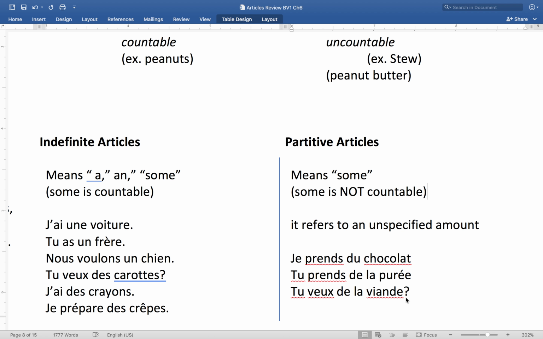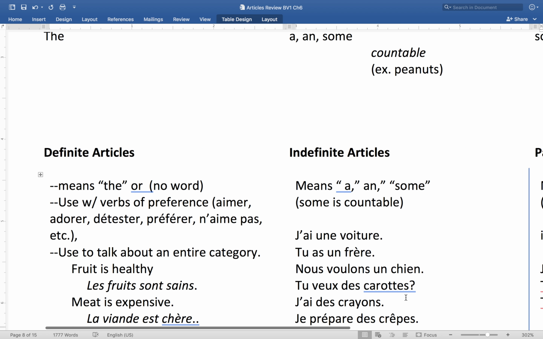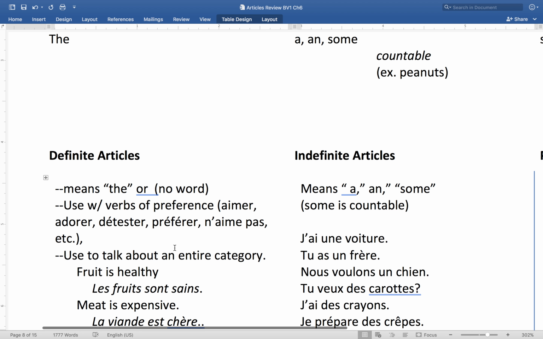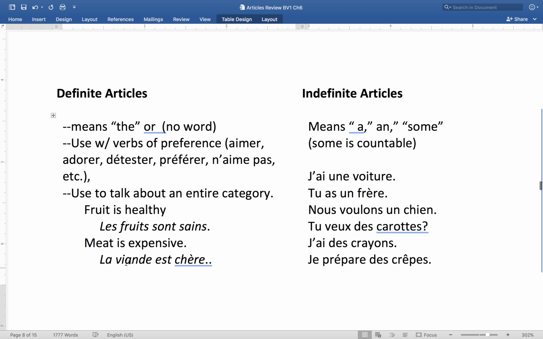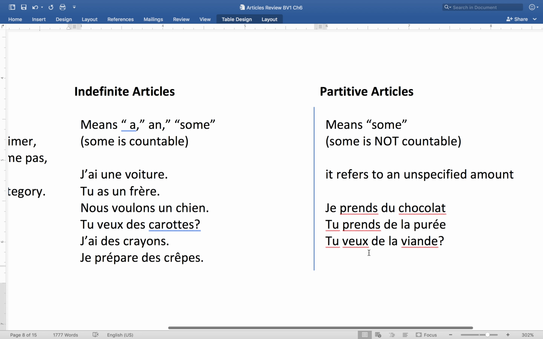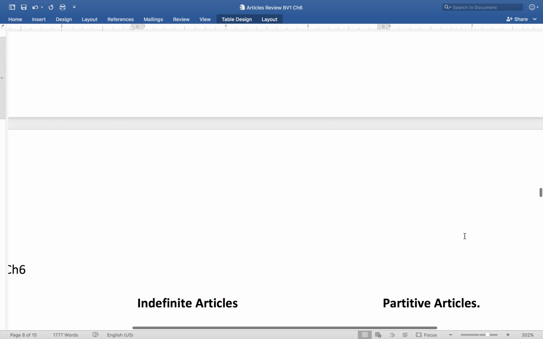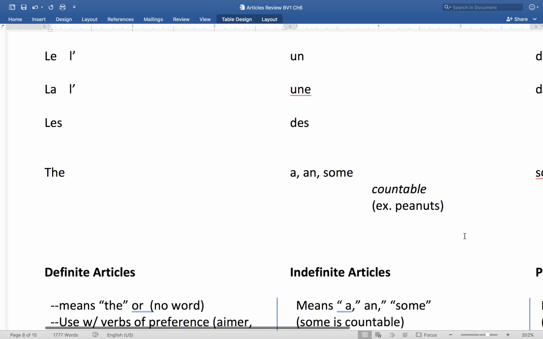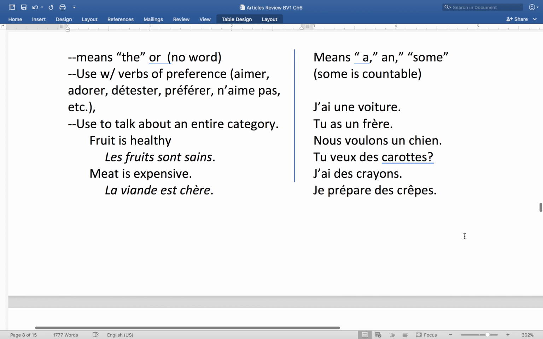Now, I just misused the word category. Remember, we use definite articles to refer to a whole entire category. Like, la viande est chère. Meat is expensive. But compare that with tu veux de la viande? Do you want some meat? Here we are not talking about the whole entire category. Okay, let's keep moving.